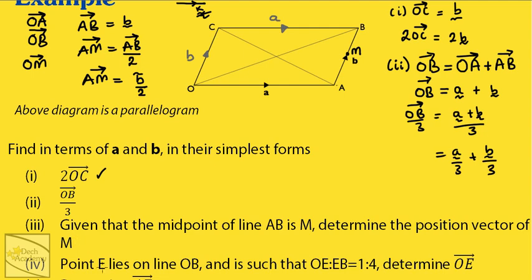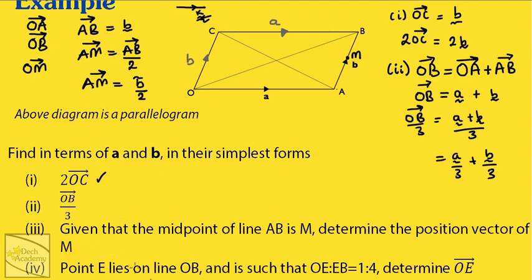For part 4, we're told that point E lies on the line OB and is such that the ratio of OE to EB is 1 to 4, and we're asked to determine OE. So we know E lies on OB. You can see line OB, and OE is obviously smaller than EB based on this ratio. From this ratio, you can tell that EB is 4 times larger than OE in terms of the length of the lines. What we're interested in is the vector OE, the position vector of E.